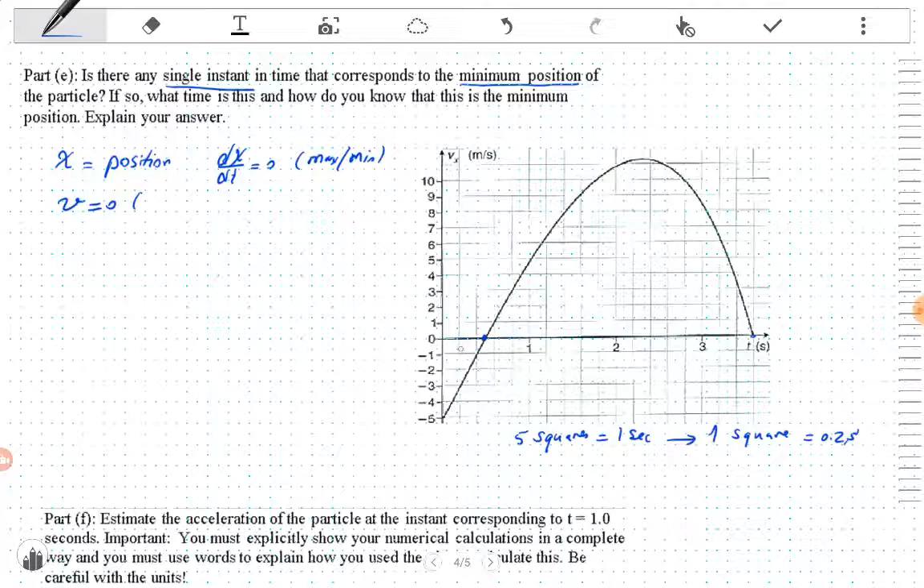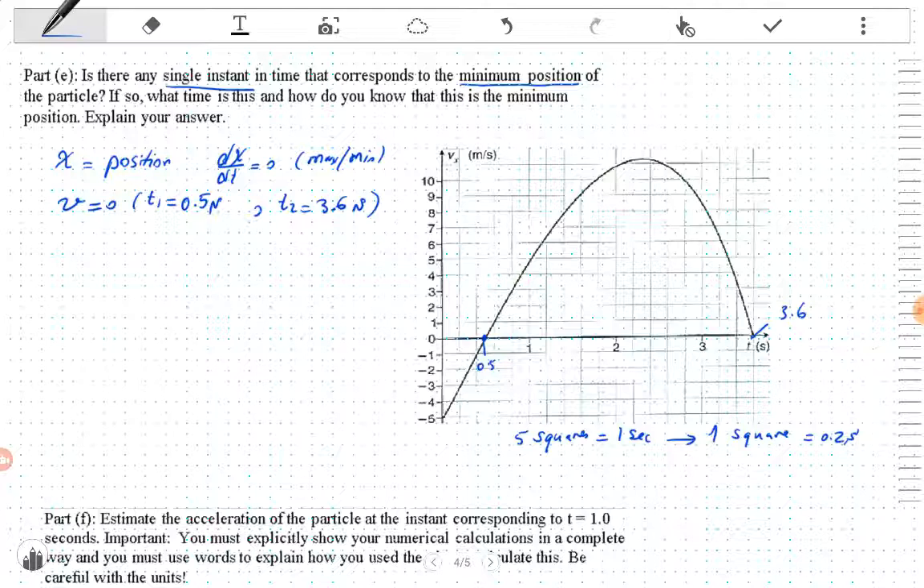Okay, so the first time here, which is t1, is 1, 2 and a half squares, so that will be equal to 0.5 seconds. And the last time here, you have how many squares? 1, 2, 3 squares, so it's 3 seconds. So you got 2 times. V equals 0 at t1 equal to 0.5 seconds, and another time t2, which is equal to 3.6 seconds. Which one is corresponding to the maximum? Which one corresponding to the minimum?